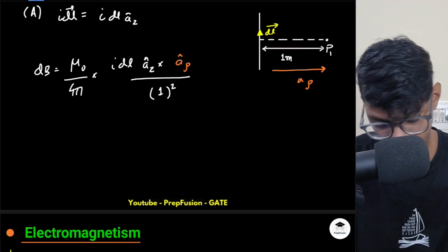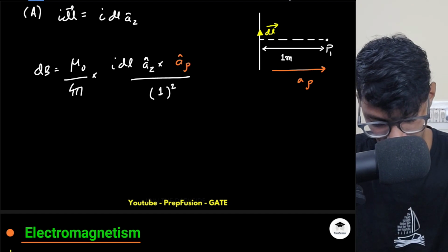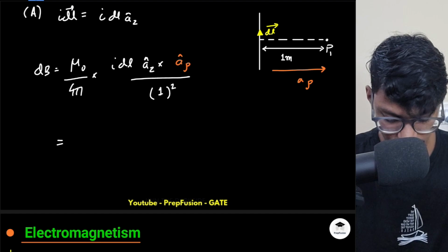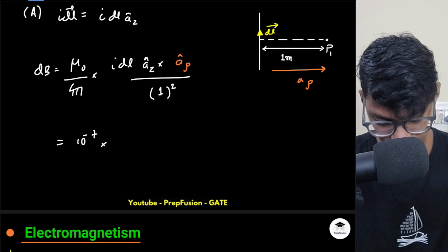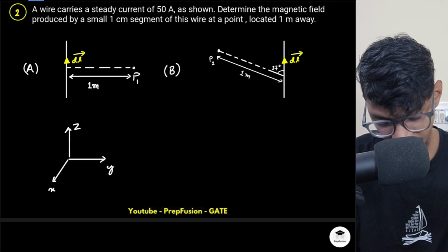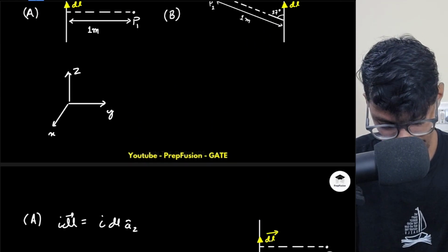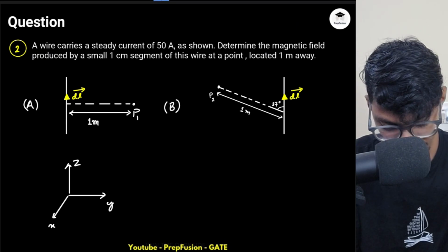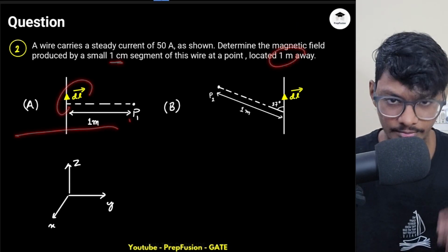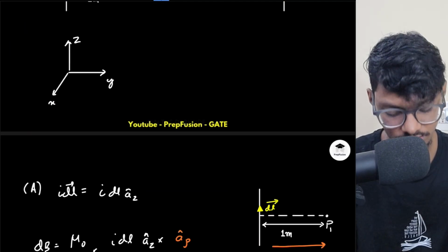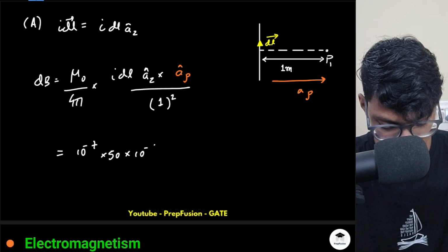So this will be equal to what? Mu naught is how much? Mu naught is 4 pi into 10 raised to power minus 7, so this will become 10 raised to power minus 7. They have given us I as 50 amperes. And what is the small length dl? They have given us a small length dl, that is 1 centimeter. So 1 meter is very far away compared to 1 centimeter, so this length is very small in comparison to the distance. So I can directly replace it here with 1 centimeter.